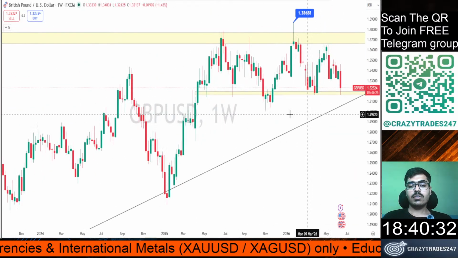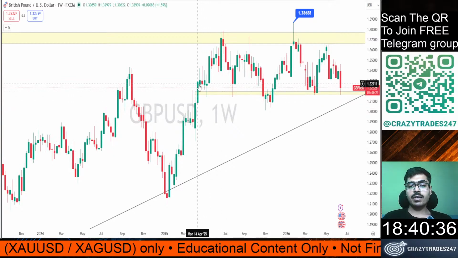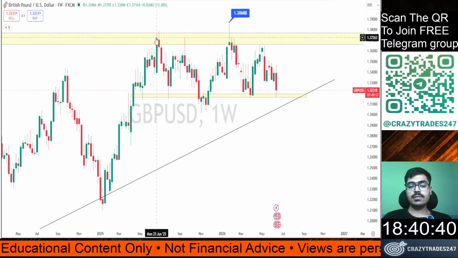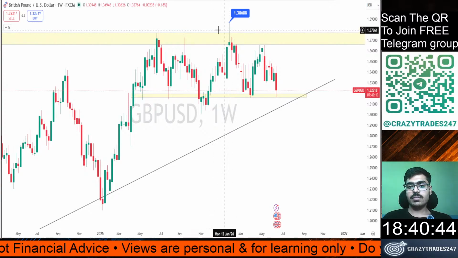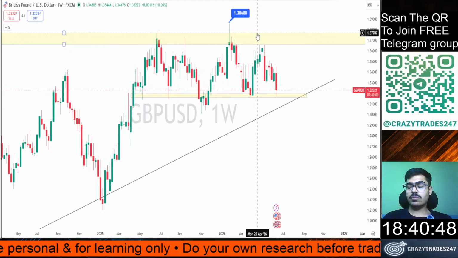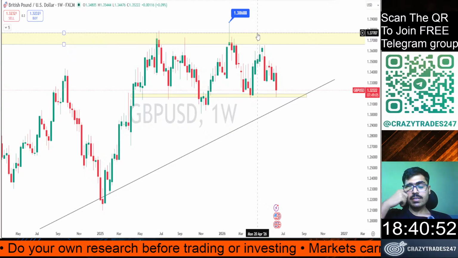This is on the weekly time frame, and from 2025 April, price is in a sideways range, and it's consolidating from resistance till this support, and from support to the resistance. And this is a complete sideways range consolidation.